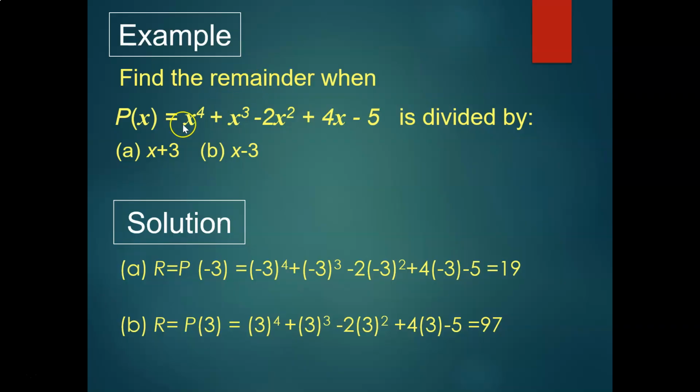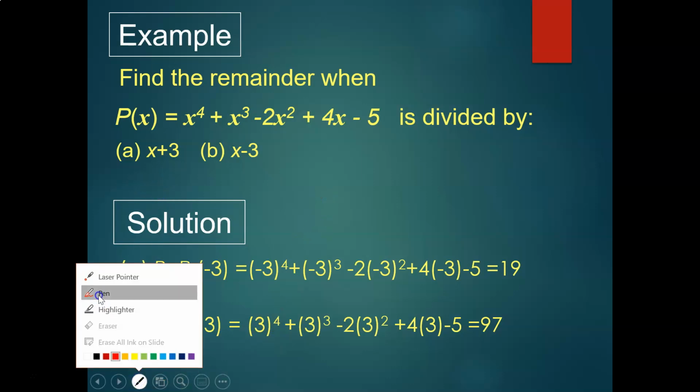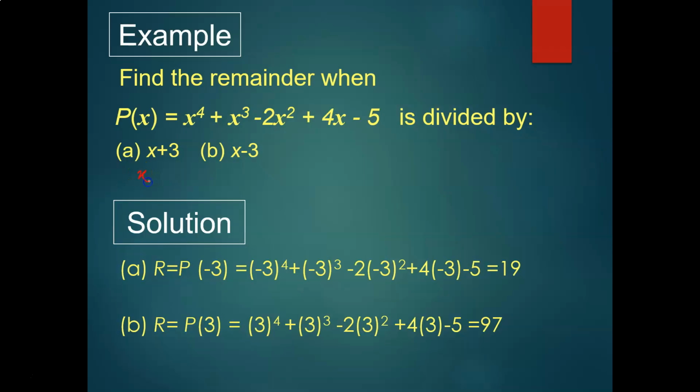Example, find the remainder when p(x) is divided by (a) x plus 3 and (b) x minus 3. For this one, you don't have to perform the long division, because we're going to use the remainder theorem. You have your polynomial and your linear divisor x plus 3, which you can write down as x minus negative 3. So it's going to be the same.